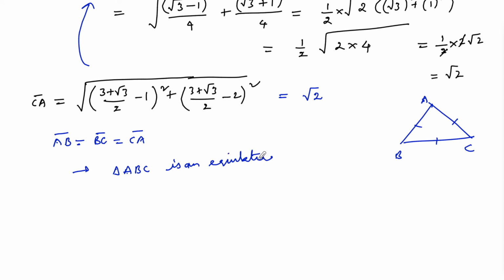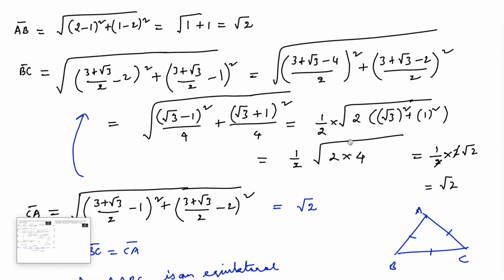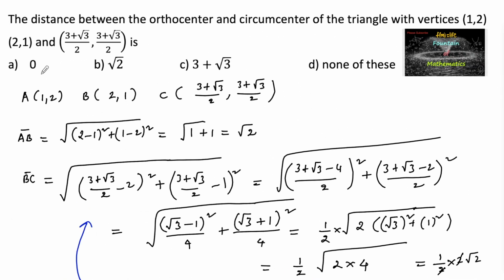If the triangle is equilateral, then its circumcenter and orthocenter coincide. Circumcenter and orthocenter are the same point. Hence their distance is 0. Therefore the distance between the orthocenter and circumcenter must be equal to 0. So we can go with option A.